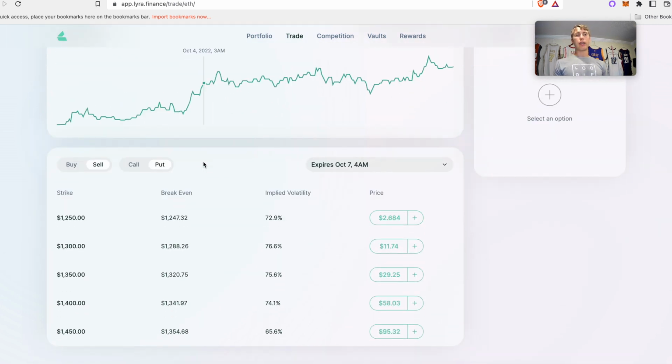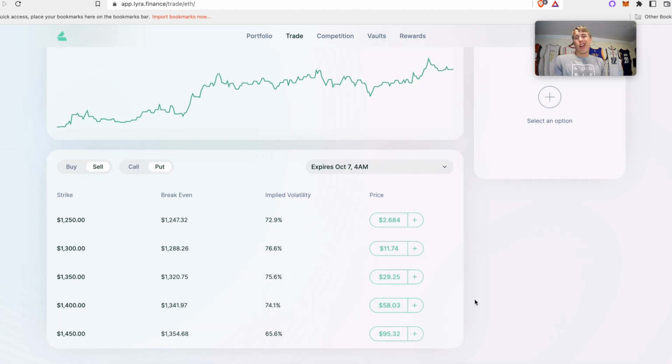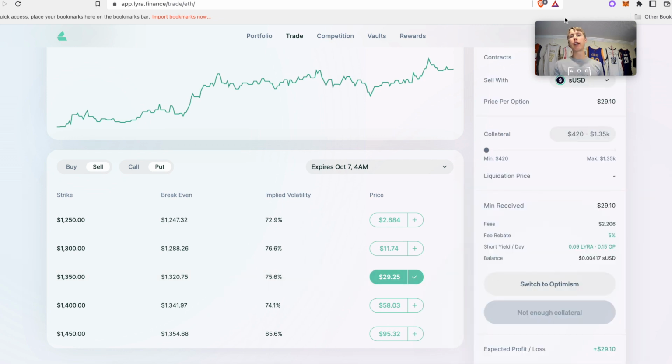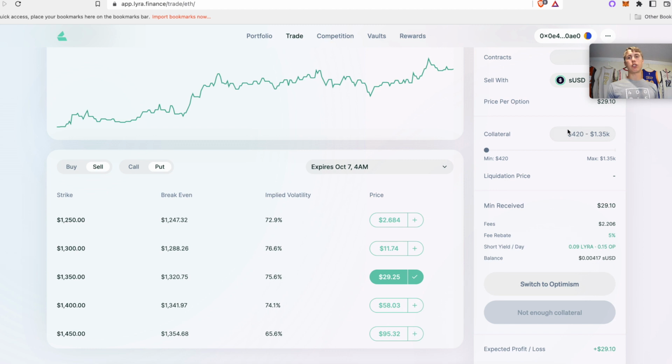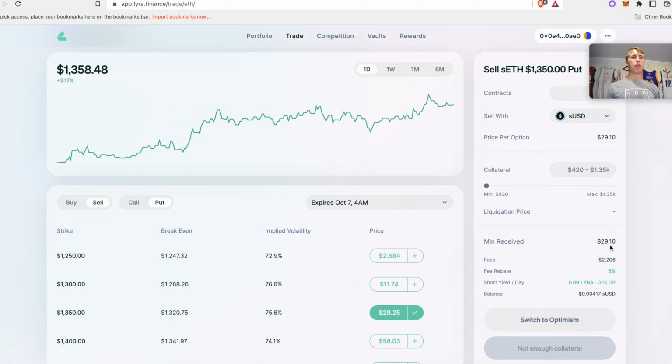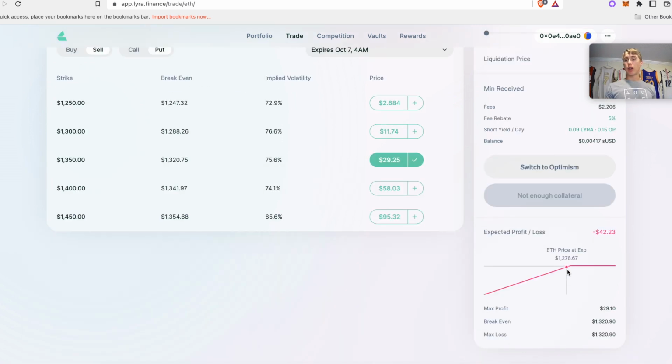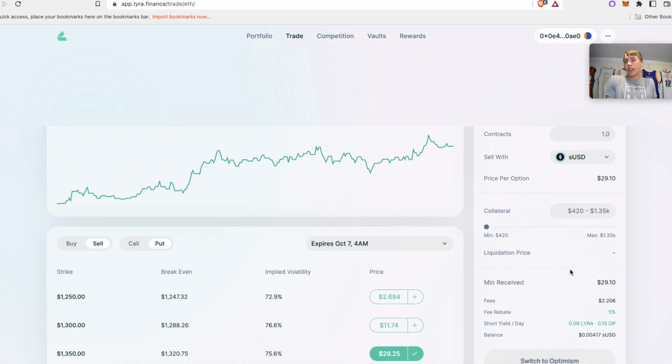ETH is currently trading at 1358. So I'm probably going to sell a put at 1350 because why not? It's $8 away. I'll go ahead and get some ETH in exchange. I mean, of course, I won't get the actual ETH, but still, it's paying an okay premium. It's not too bad, and it's $8 away. So that means that ETH would have to go as low as 1319? Yeah, it'll have to go to about $1,320 for me to just break even. So I've got a little bit of wiggle room there.